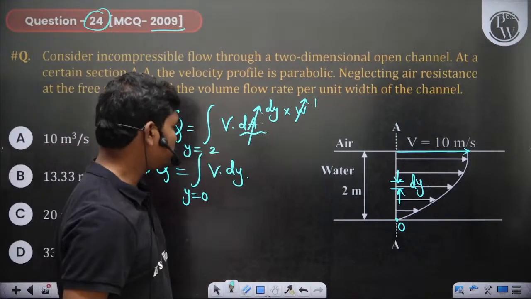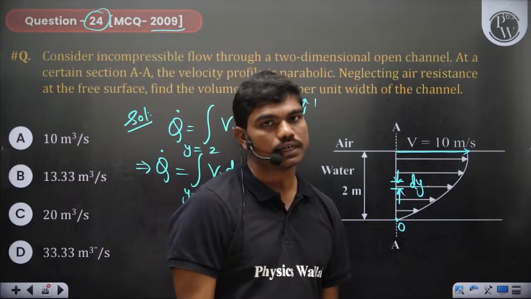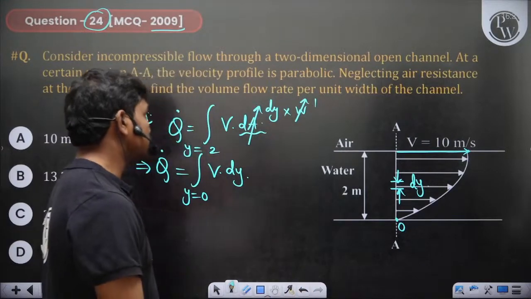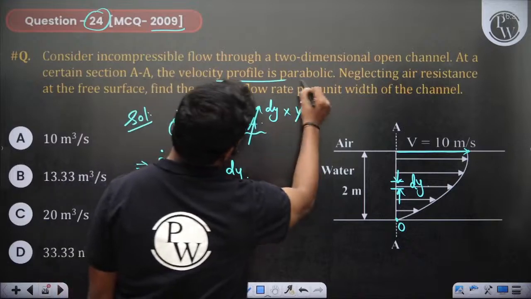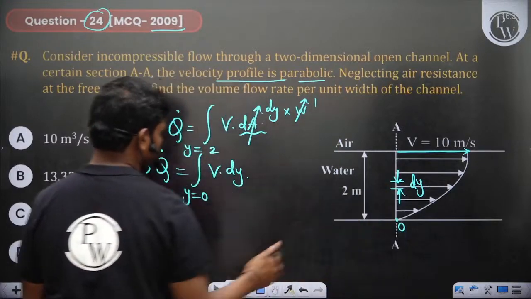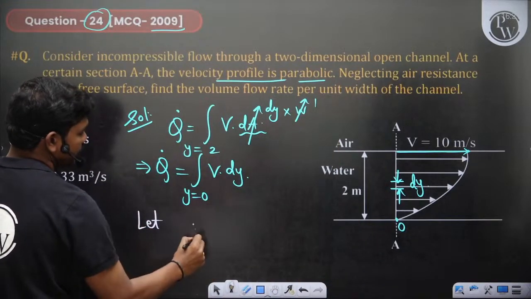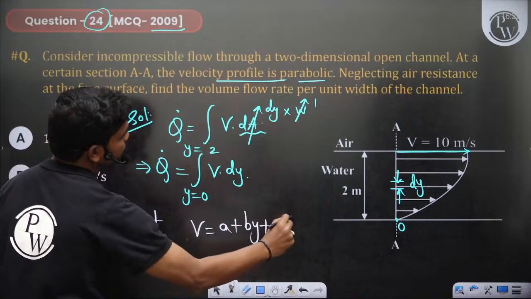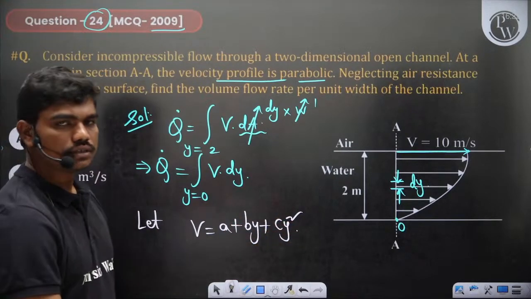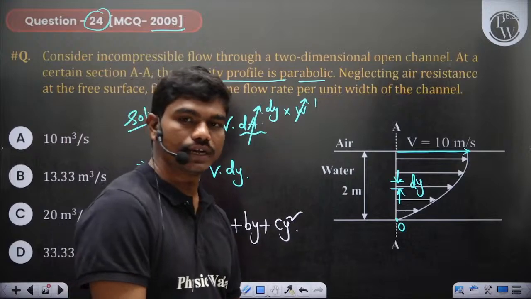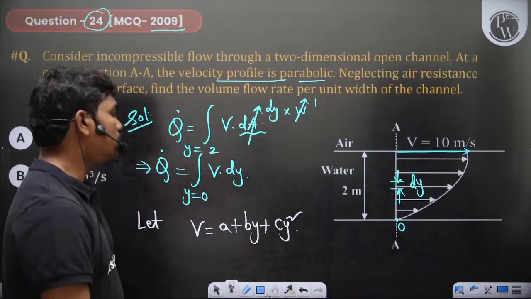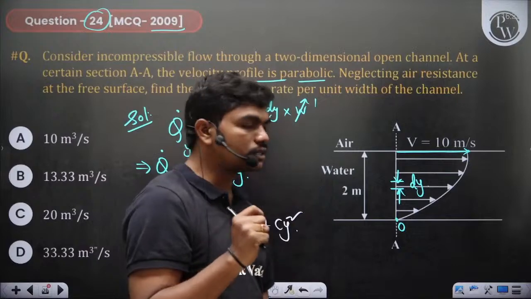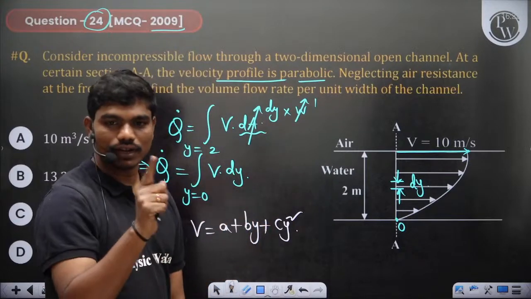Okay, y is changing from 0 to 2, but the question is you don't know what is velocity, right? So how do you get the velocity? So here it's given the velocity profile is parabolic in nature. So let V is equal to A plus By plus Cy square. You know this. Okay, so this is the most general velocity profile in parabolic sense. So now to get this you have 3 constants, you need 3 boundary conditions. So what are the 3 boundary conditions? First I'll tell one, which is very easy.